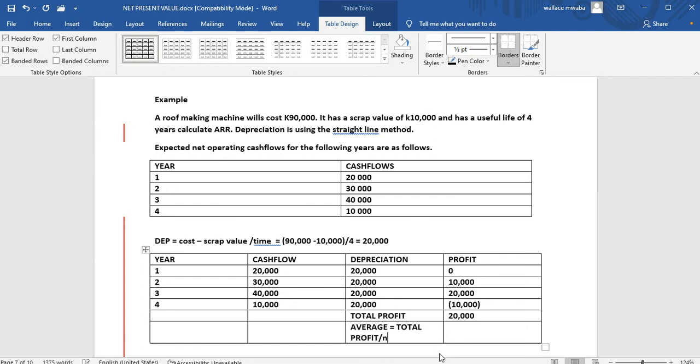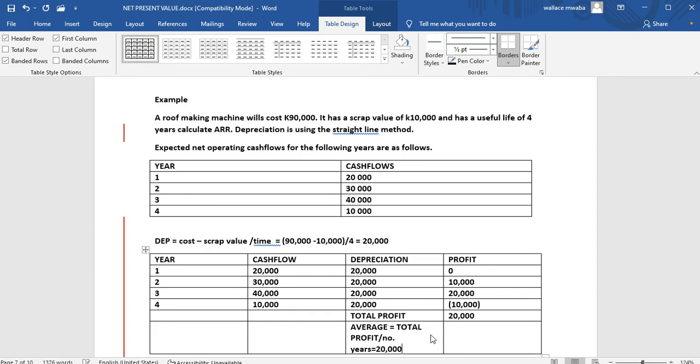So the total profit is 20,000, divided by 4. 20,000 divided by 4, so the average profit is going to be 5,000.